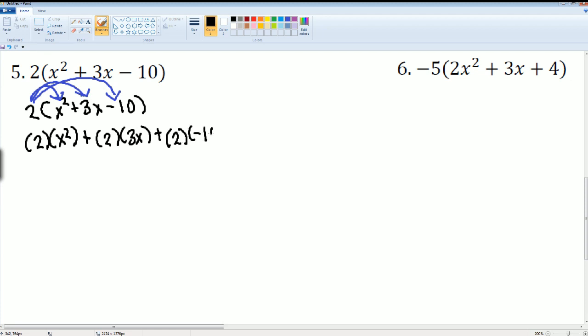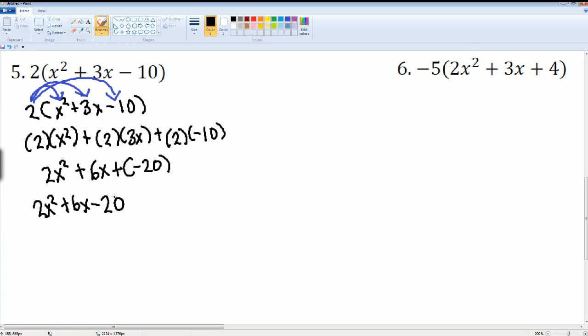2 negative 10. Alright, what is 2 times x squared? Just 2x squared plus 2 times 3x, 6x. 2 times negative 10, so you add 2 times negative 10 is negative 20. Okay, so you can rewrite this as 2x squared plus 6x. What is plus negative 20? It's the same thing as minus 20. Okay, there you go.